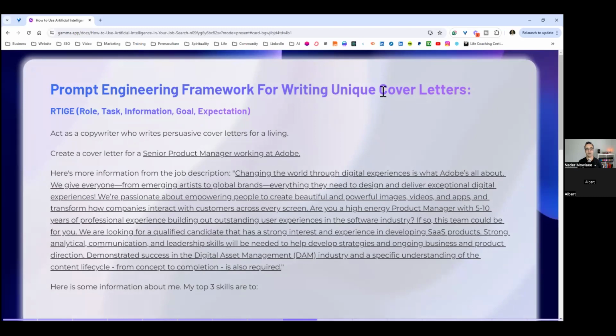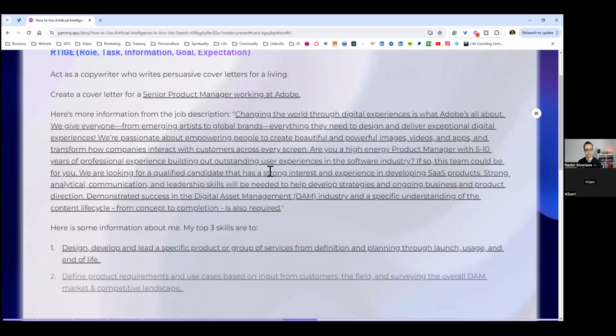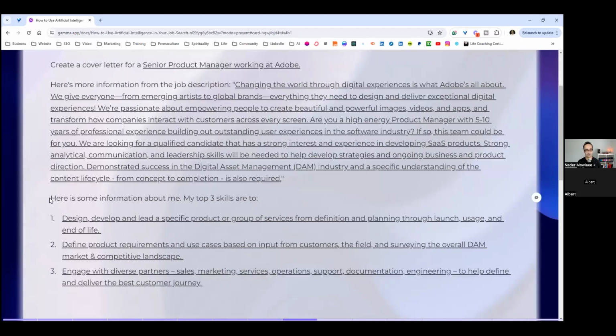Let's do the same thing for a cover letter. Same job description, same prompting framework. Now with cover letters, it is important for you to specify or include additional information about your top skills. Whether there were 4 bullet points under the skills or responsibilities in the job description, or 20 bullet points under the responsibilities, only pick the top 3.